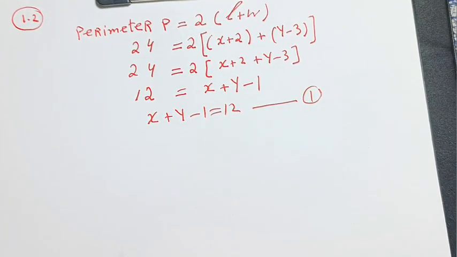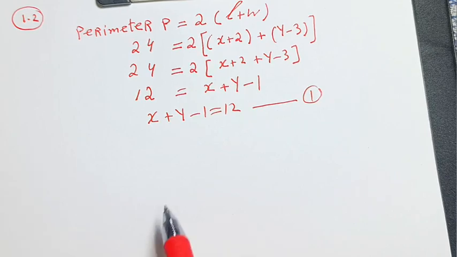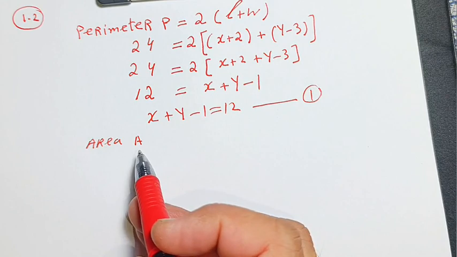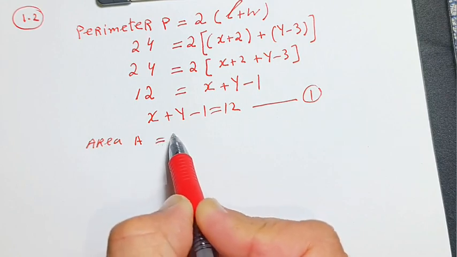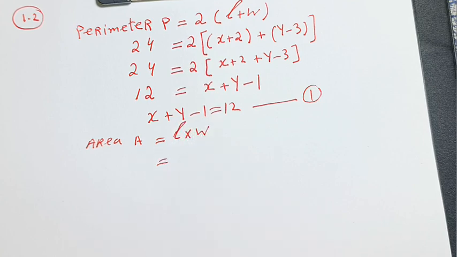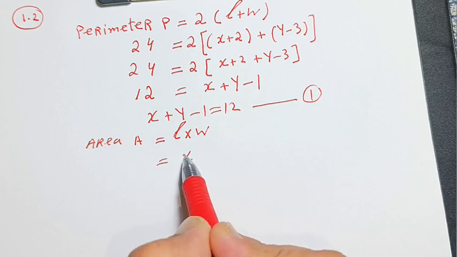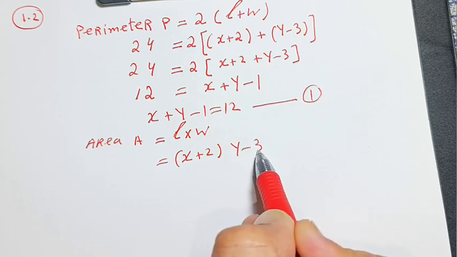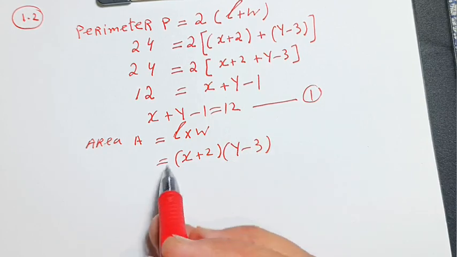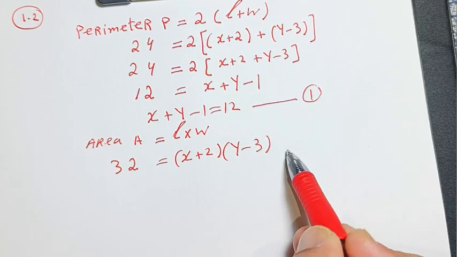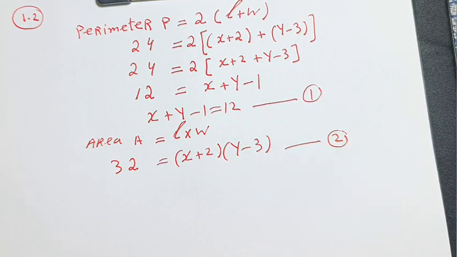Now equation number 2, he said the area. The area formula, area I denote with A, is equal to length multiplied by width. So the length we have is x plus 2 and the width we have is y minus 3, and that is given as 32 square meters. So this has become my number 2 equation. I'm not going to solve this one yet.